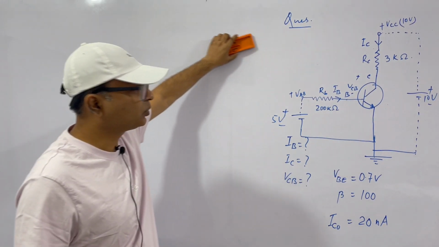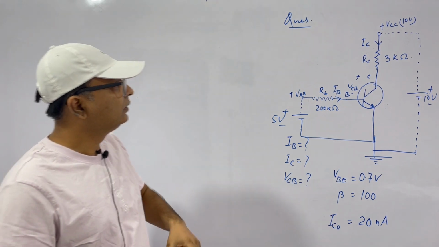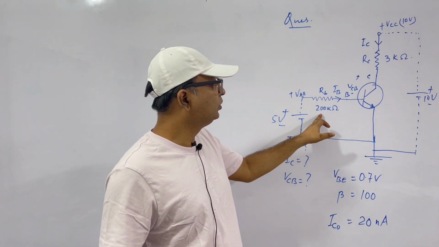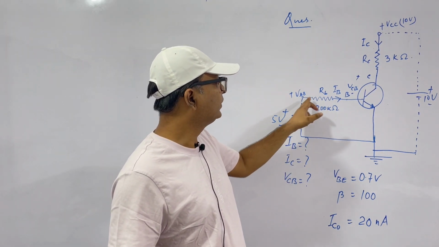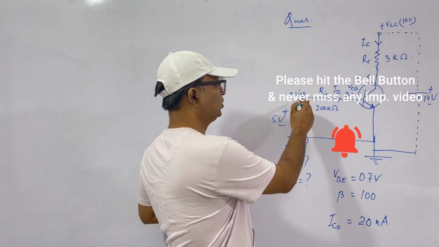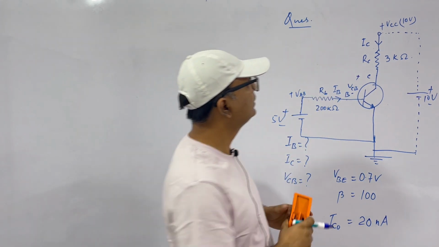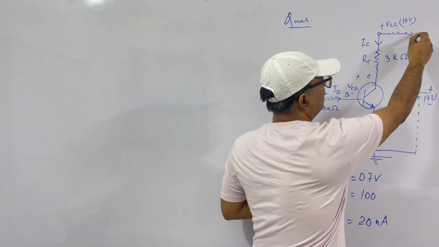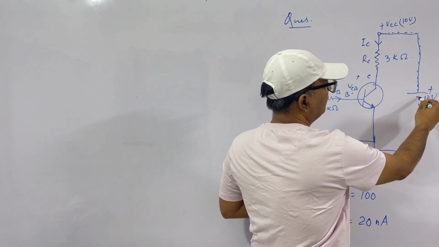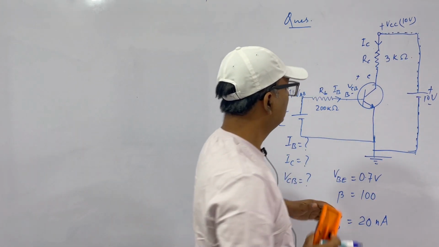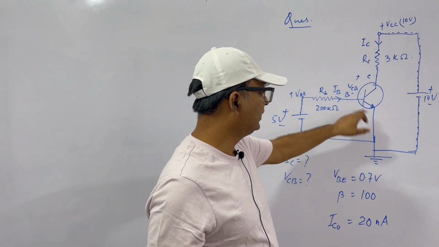See, this is our question. This is 200 kilo ohms. A 5 volt source is added to the base circuit. A 10 volt source is added to the collector circuit. VB is given 0.7 volts.